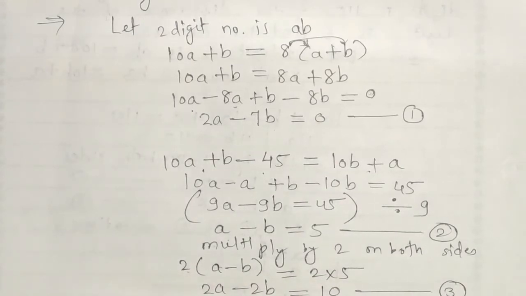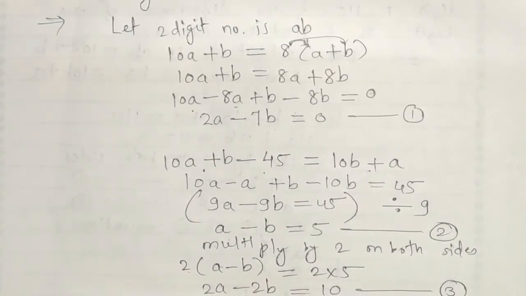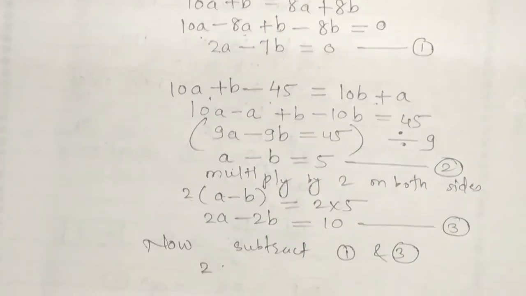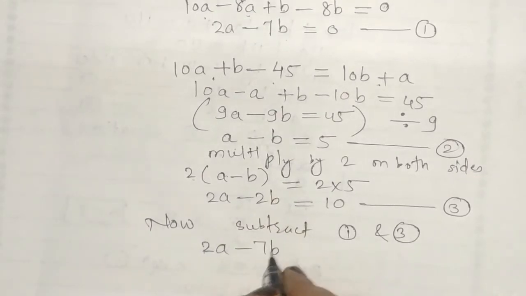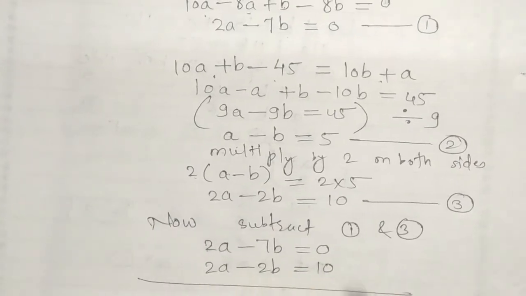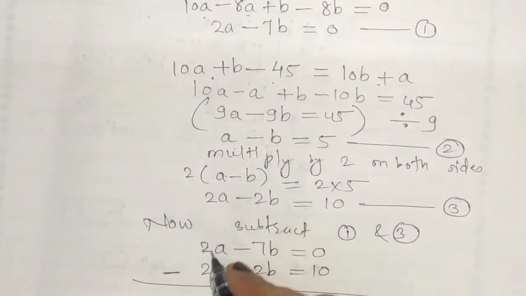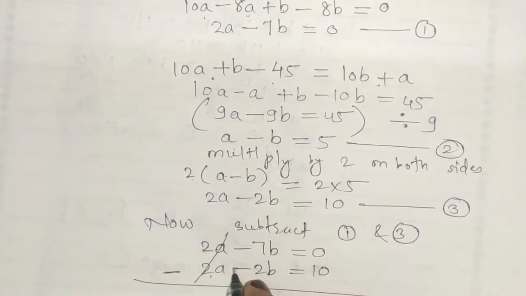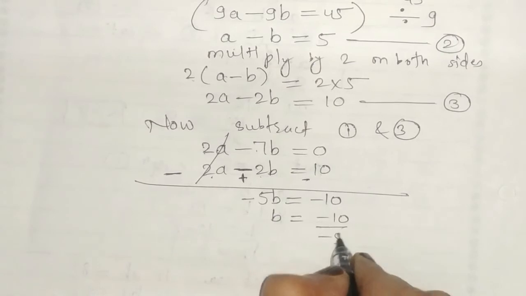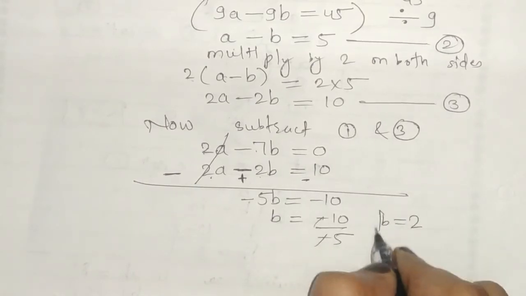Now I will subtract equations 1 and, sorry, 1 and 3. Equation 1 is 2A minus 7B is equal to 0, and equation 3 is 2A minus 2B is equal to 10. We will subtract. 2A minus 2A cancel, and in subtraction the signs will change. Minus 7 plus 2 will get minus 5B is equal to minus 10. So minus 10 upon minus 5, B is 2.